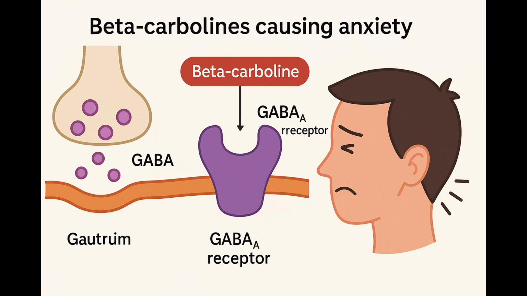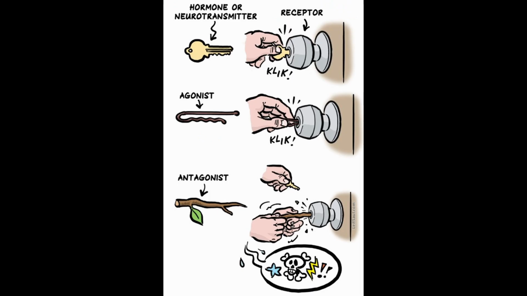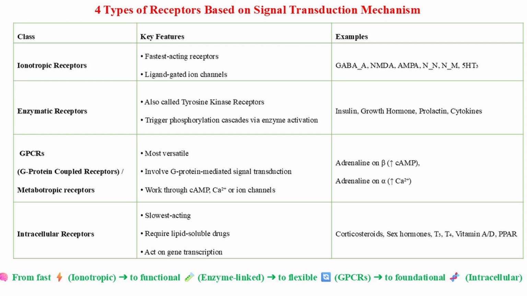And coming to the final one, that is an antagonist. The blockers, they fit perfectly but refuse to open the door. No action themselves, but they stop others. Example, propranolol calming a racing heart. Final takeaways here are: drugs are keys, affinity locks them in, intrinsic activity turns the lock, and that's how action begins. Alright, now let's dive into the world of receptors, the amazing communication hubs of the body.